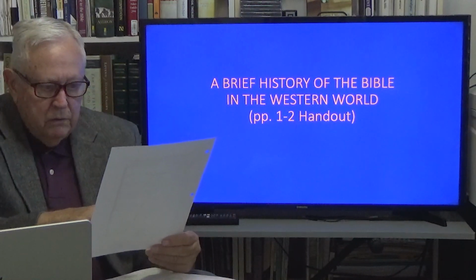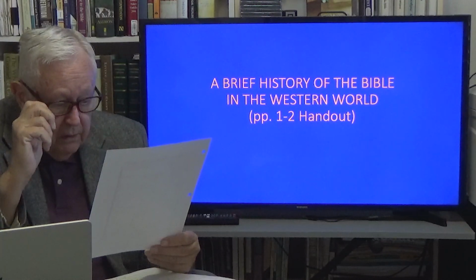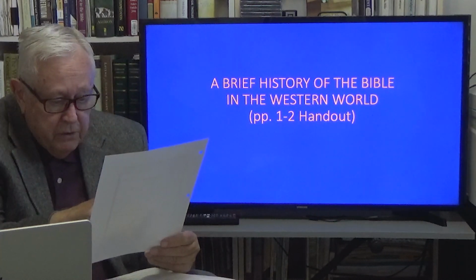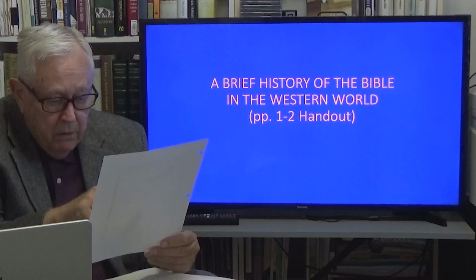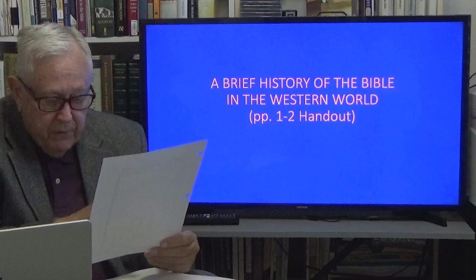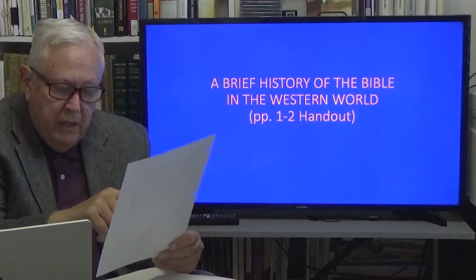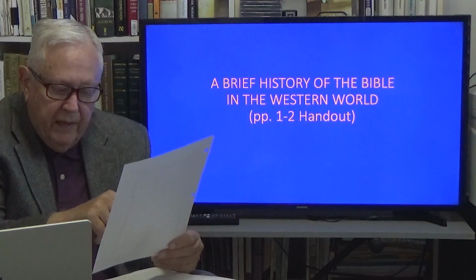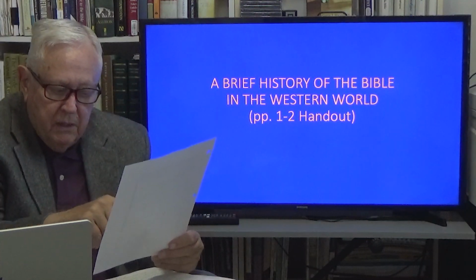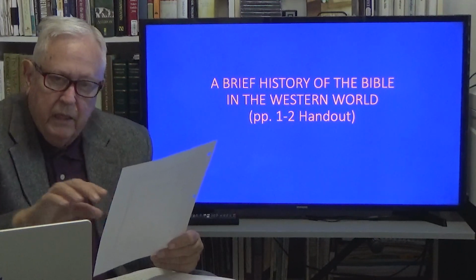If you go down into right in the middle of the page, you see Geneva Bible, and it goes down, if you notice that little arrow, to King James Bible. Now notice what happens with the King James Bible. These arrows mean that their connection is dependence. So the English Revised Version was dependent on the King James Bible.